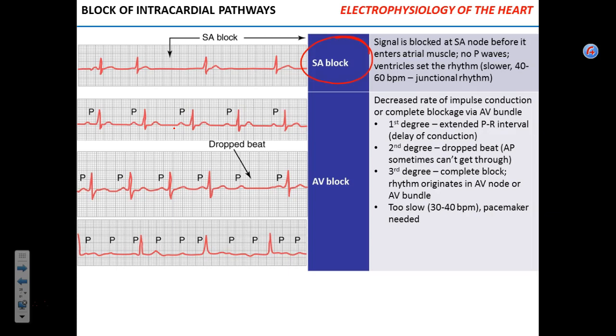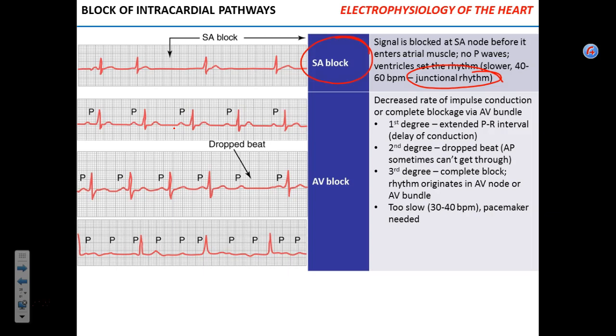One little difference. SA node is the pacemaker node. It normally sets up the heart rate. When it's dysfunctional, what takes over? AV. So AV sets up so-called junctional rhythm. 40 to 60 beats per minute. Can we live with this rhythm? Yes. Like poorly? It's not going to be really comfortable, but we can. So SA block is not yet really life-threatening. Okay? Does that make sense?